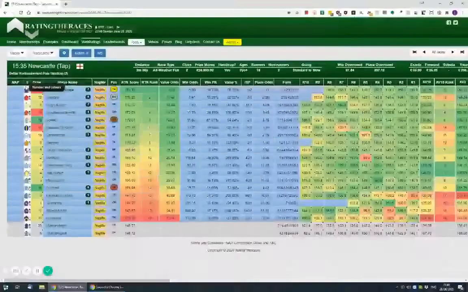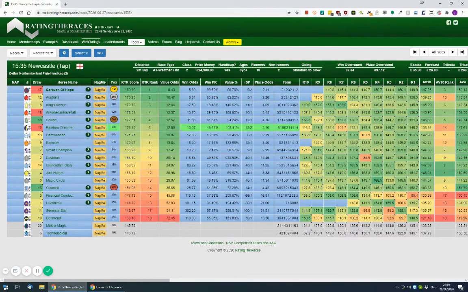The second column is the silks. Very simply, the silks of the horse, or the silks of the jockey of that horse. This is so that we can easily see which horse is ours in the race.